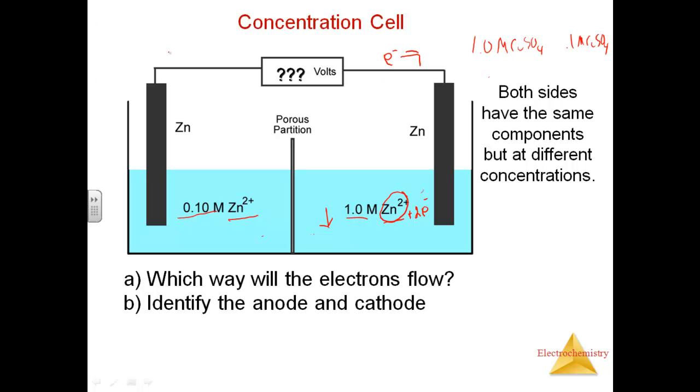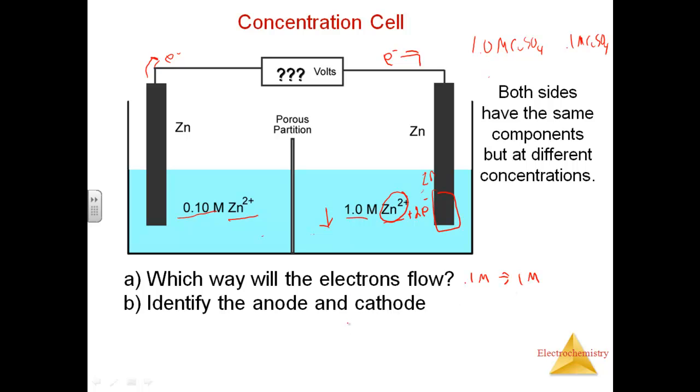So the electrons will leave the side with the lower concentration for the side with more concentration, because it's going to take the zinc 2+, add electrons to it, and this is going to become zinc solid, and this electrode will grow. Okay, so the electrons are going to flow from, let's just say, 0.1 molar to 1 molar.